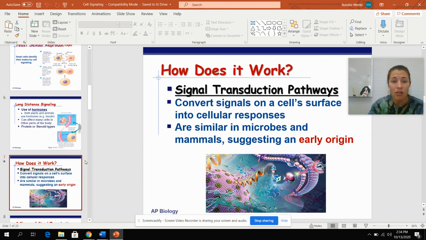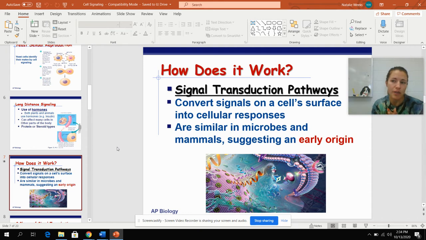So how does all of this work? It is so stinking cool and crazy and complicated all at the same time. And we call this pathway of cells communicating with each other signal transduction. Okay, signal transduction. So we are going to convert signals on a cell's surface into some sort of a response. So we have a cell, something touches the outside of that cell, and then it makes some sort of a response inside. So it's either going to make something, turn a gene on, or turn a gene off.